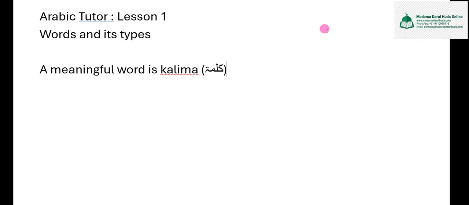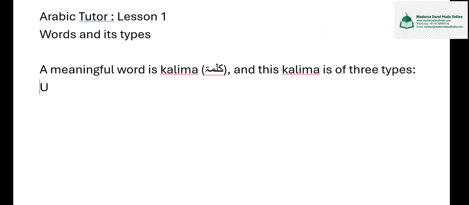Okay. So Arabic Tutor, lesson 1, words and their types. First we learn that a meaningful word is kalima, and this kalima is of 3 types, that is ism, fail, harf.